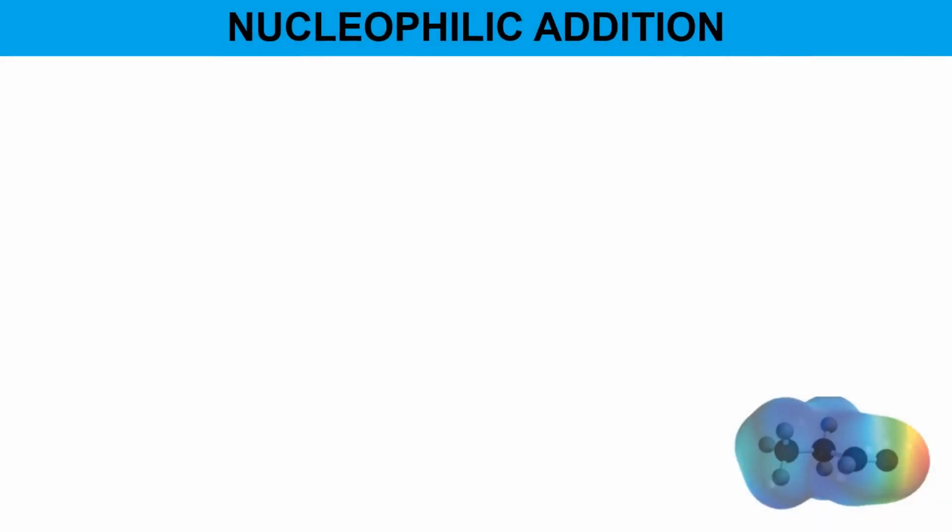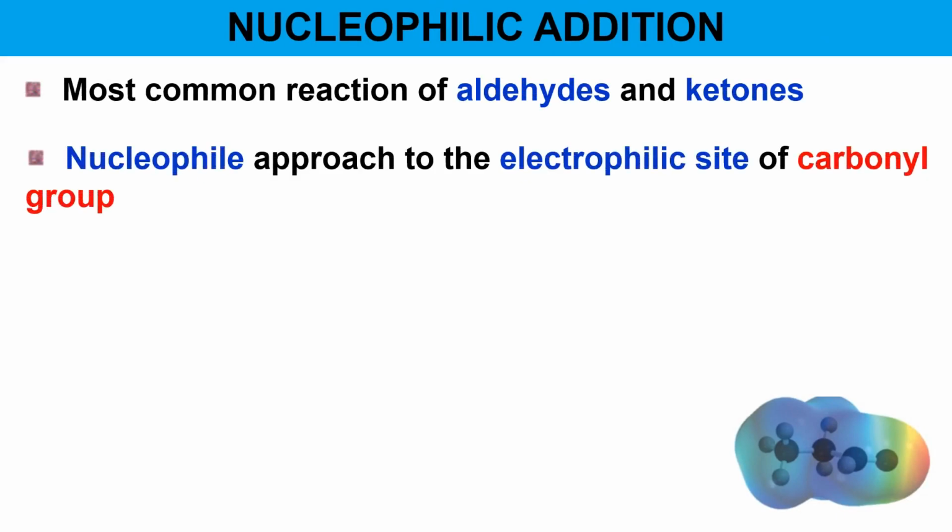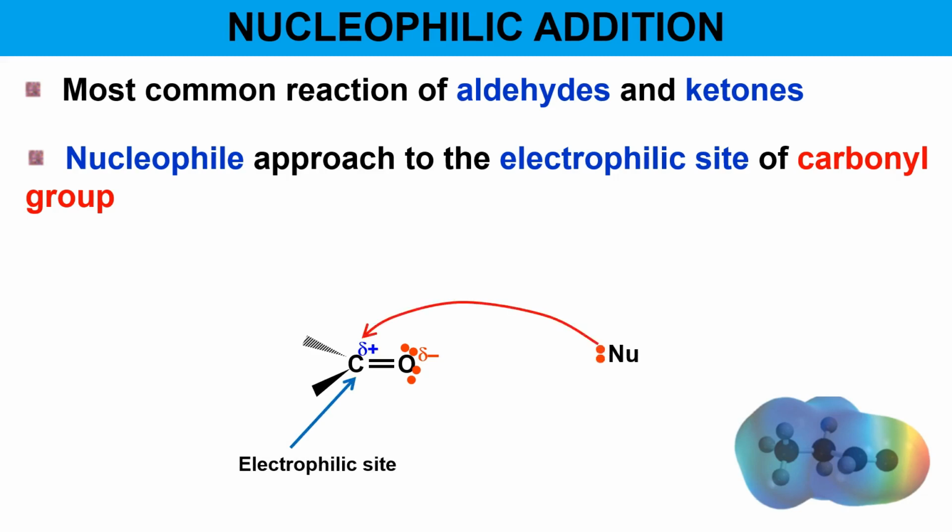Nucleophilic addition. The most common reaction of aldehydes and ketones. A nucleophile approaches the electrophilic site of the carbonyl group. Example: in a carbonyl compound, the carbon is bonded to oxygen, which is electronegative. This makes the carbon site become delta positive and serve as an electrophilic site. Thus, it is susceptible to attack by a nucleophile.